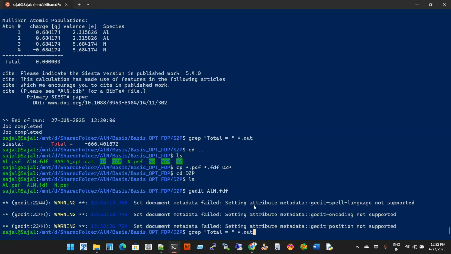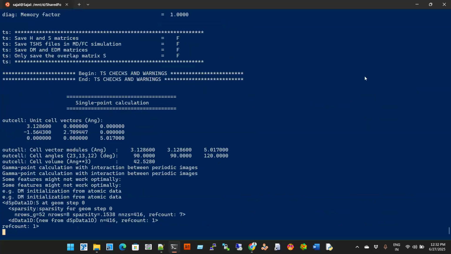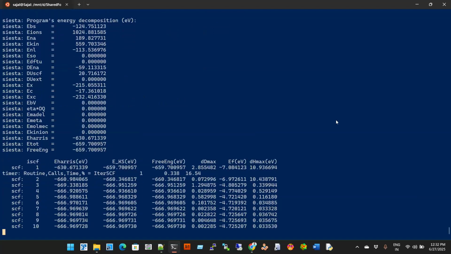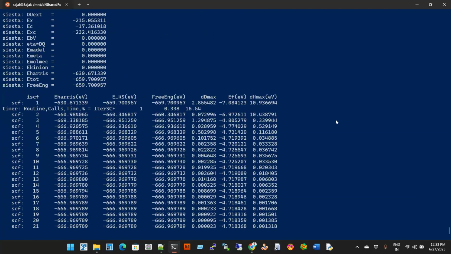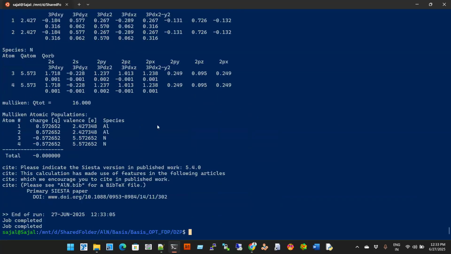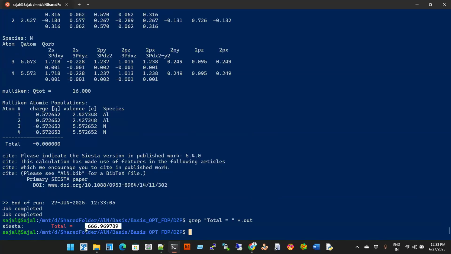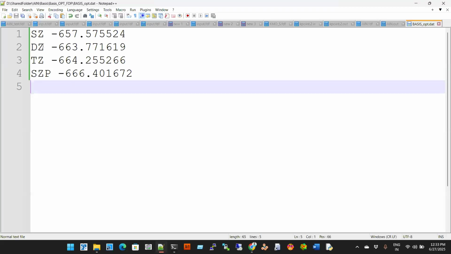Similarly, we can run this MPI run. Since I have 24 processors and I am using 12, I am using this command. You can give your command as per your PC's performance. Use the grep command to find out the total energy. DZP.